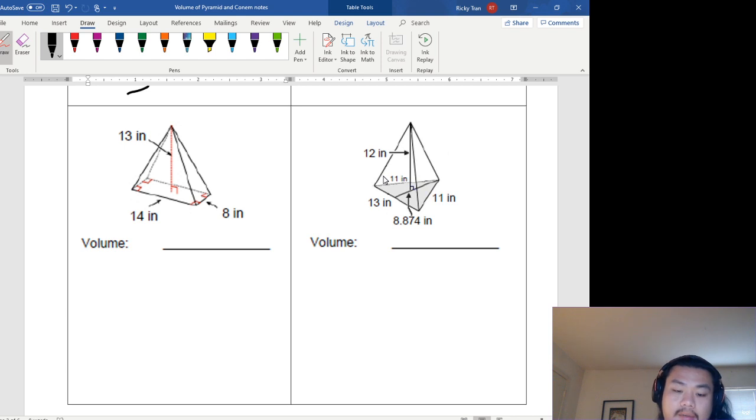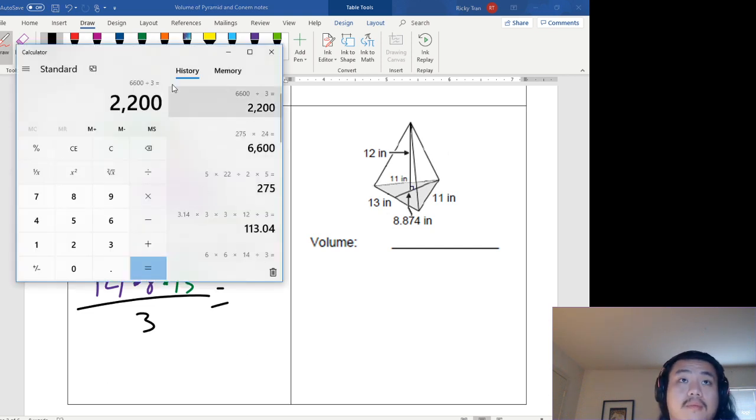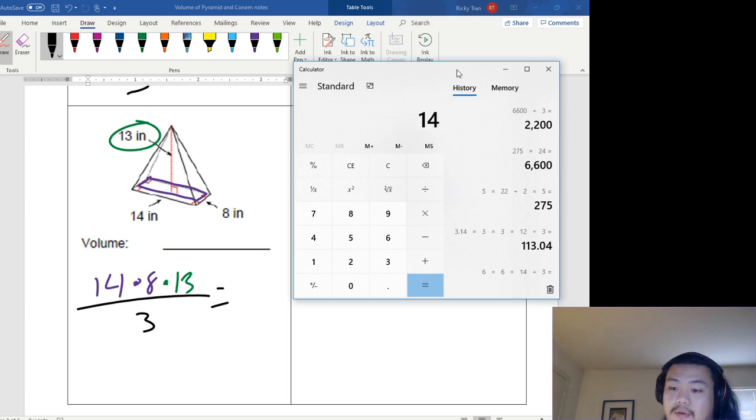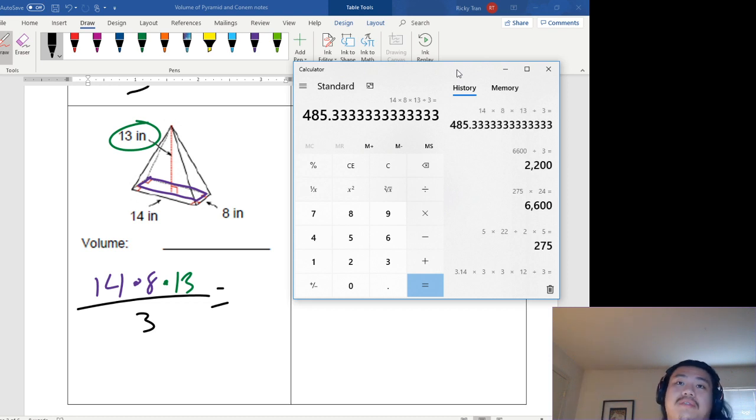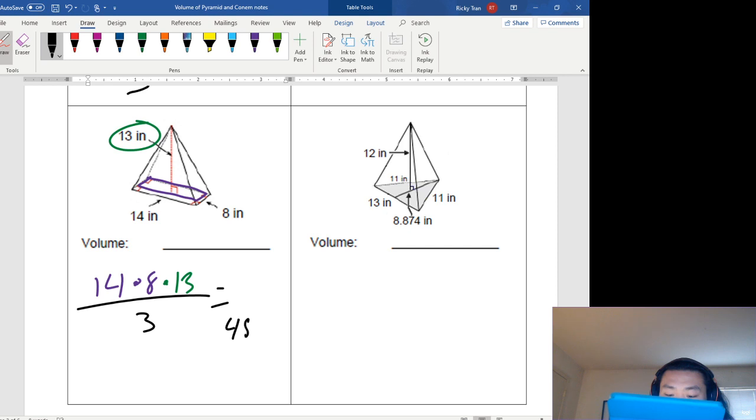Again, it's another rectangular prism. So we have a rectangle here, height here. So we have 14 times 8 times 13, all divided by 3. 14 times 8 times 13 divided by 3, 485.33. 485.33 inches cubed. Okay, let's keep moving on.